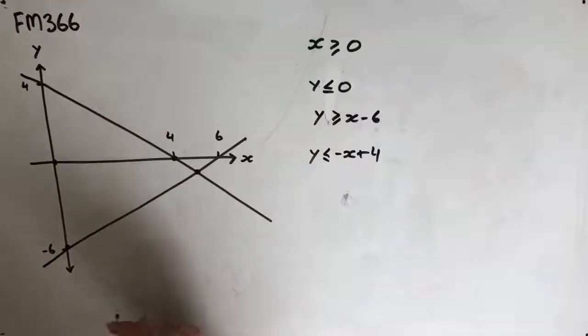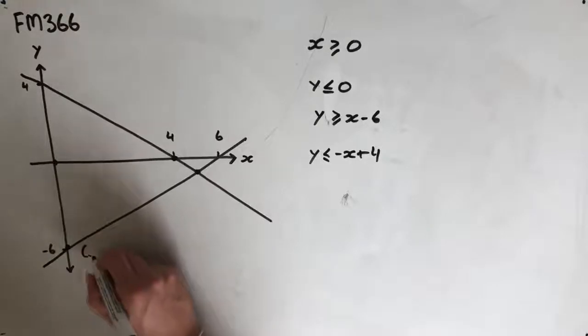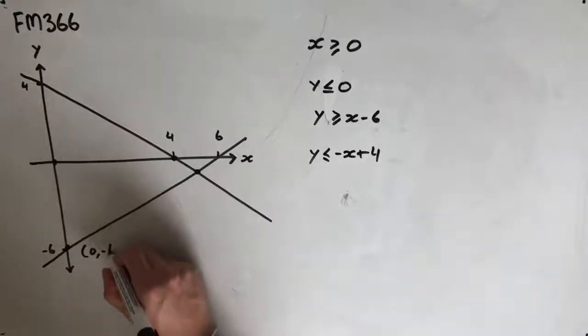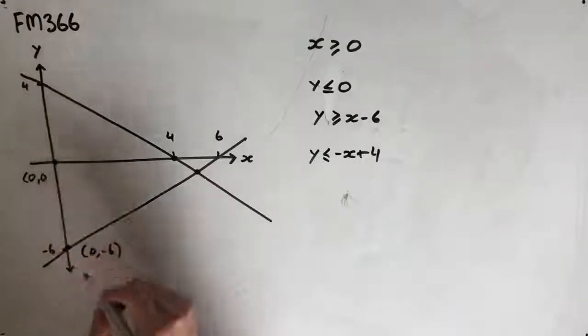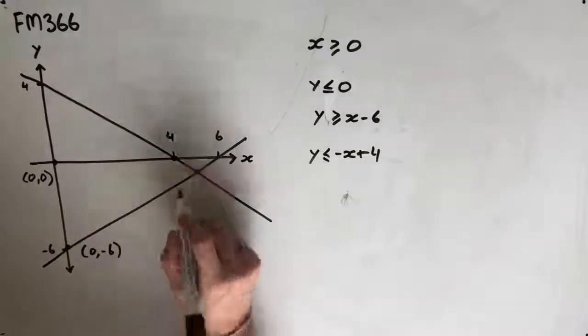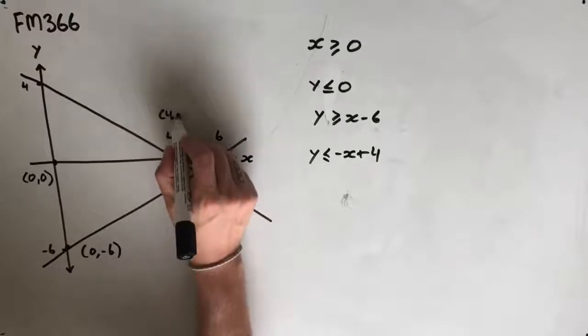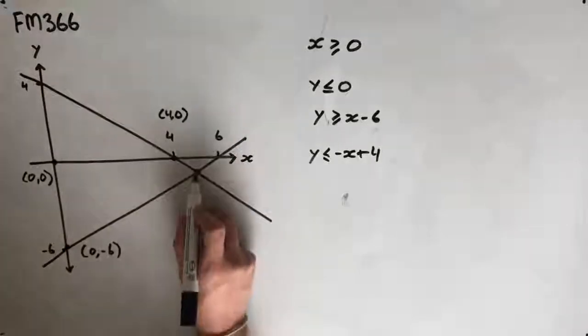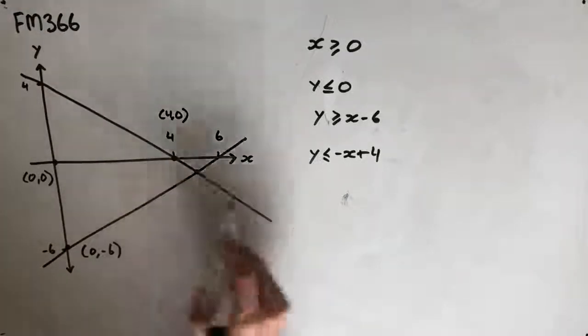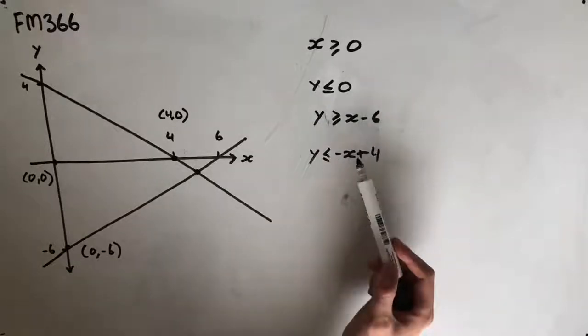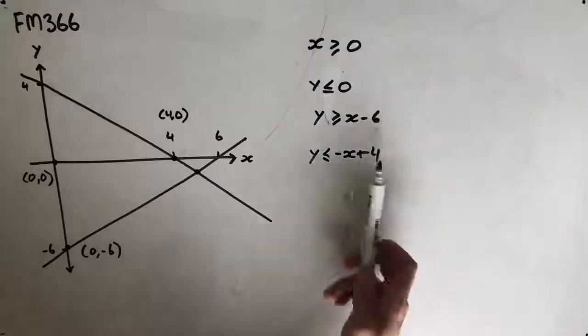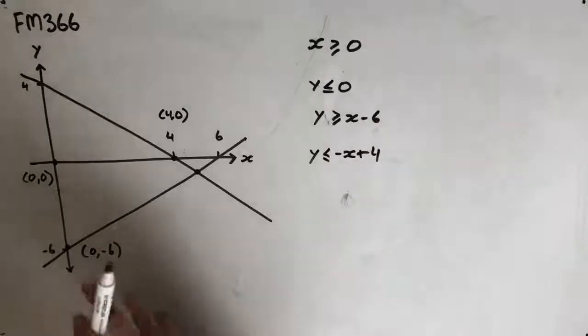Now our job from here is fairly straightforward. We know that this coordinate down here is going to be 0, negative 6. This coordinate up here is going to be 0, 0. This coordinate over to the right is going to be 4, 0. This coordinate's the slightly tricky one. You could set up an equation where you make x minus 6 equal to negative x plus 4, and then solve for x and use y.